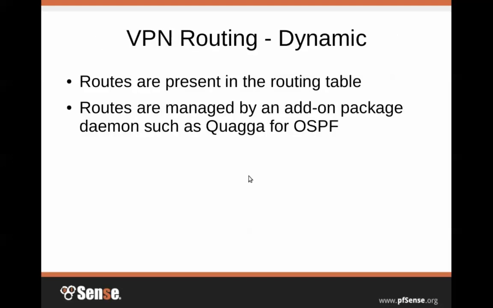And with dynamic, the routes are present in the routing table, but they are managed by something else like Quagga or OSPF. You could probably do something with BGP. I don't know if I'd recommend that, but I've never seen somebody try it, but I've seen lots of people do OSPF and it works great.